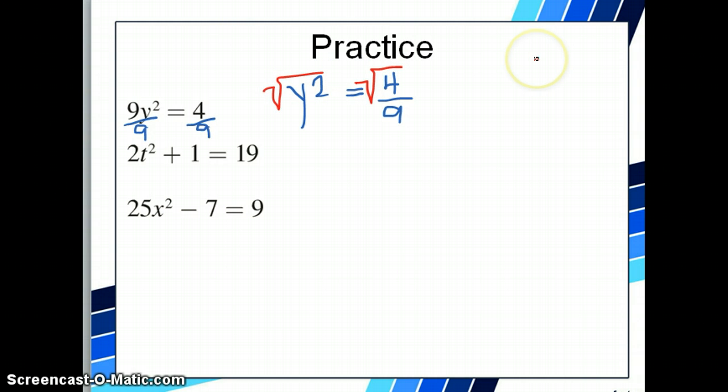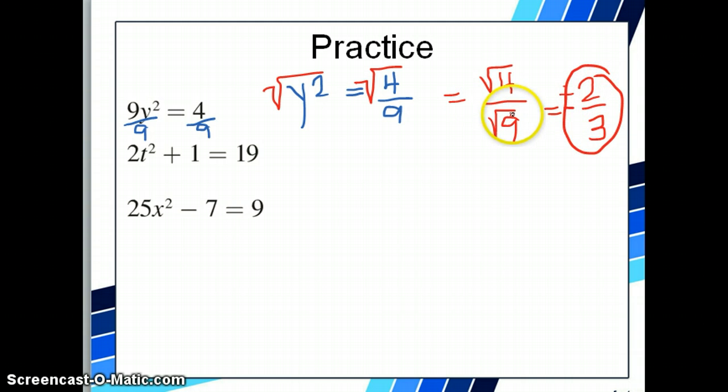Remember when we're square rooting and we have a fraction, what it actually turns into is the square root of 4 over the square root of 9. I simplify that and I get 2/3. And our very last step is to take the positive or negative answer from there. So my answer would be y could equal a positive or negative 2/3.